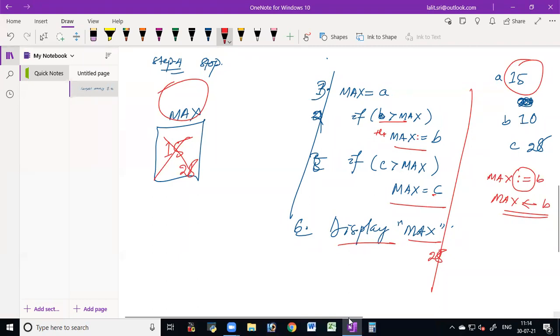Suppose 10, 8 and 7. I put 10 here. Check. 8 greater than max? No. So the max value remains 10. Then check 7 is greater than 10. No. The max value remains 10. Display max. So this is the simplest form.